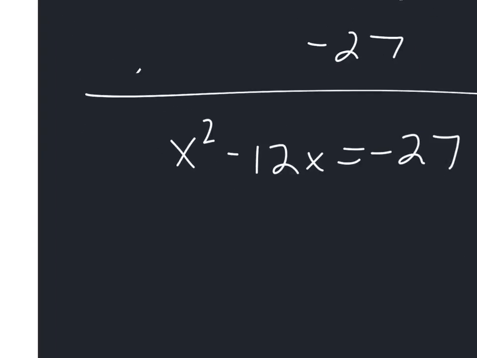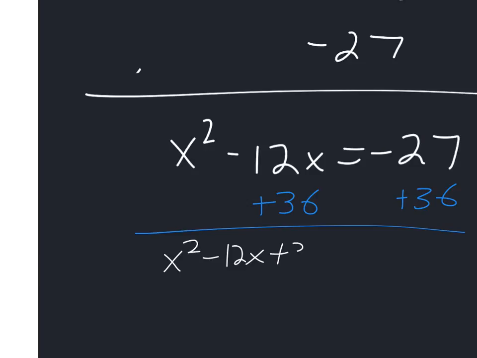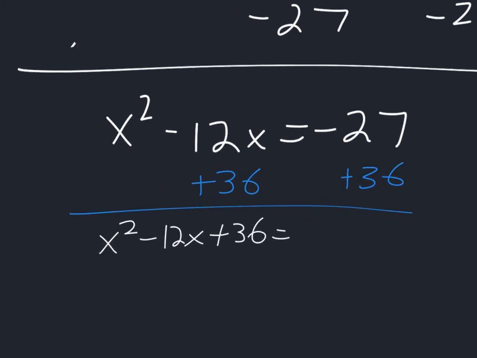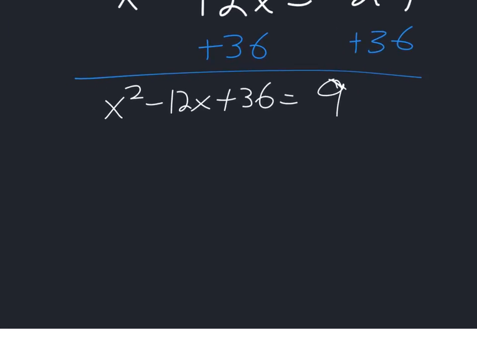So this is going to turn into, if we add 36 on both sides of the equation, x squared minus 12x plus 36 equals, and then negative 27 plus 36 is 9. Okay, now, why did we do that? Why did we complete the square?